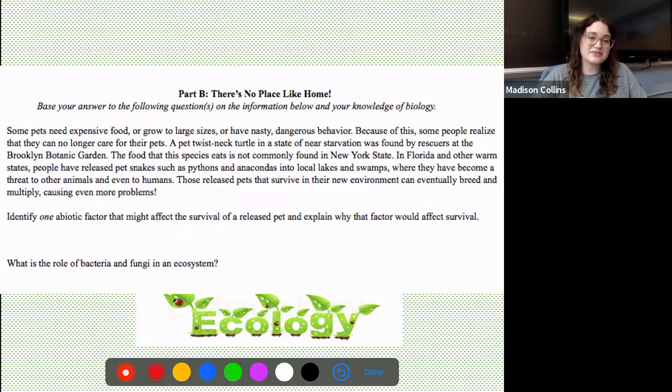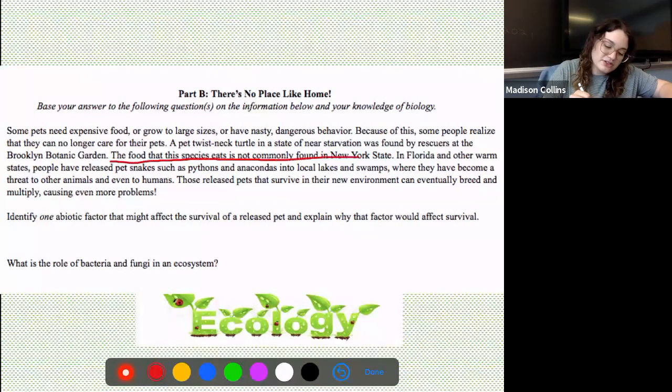Some pets need expensive food or grow to large sizes or have nasty, dangerous behaviors. Because of this, some people realize that they can no longer care for their pets. A pet twist-necked turtle in a state of near starvation was found by rescuers at the Brooklyn Botanical Garden. The food that this species eats is not commonly found in New York State.